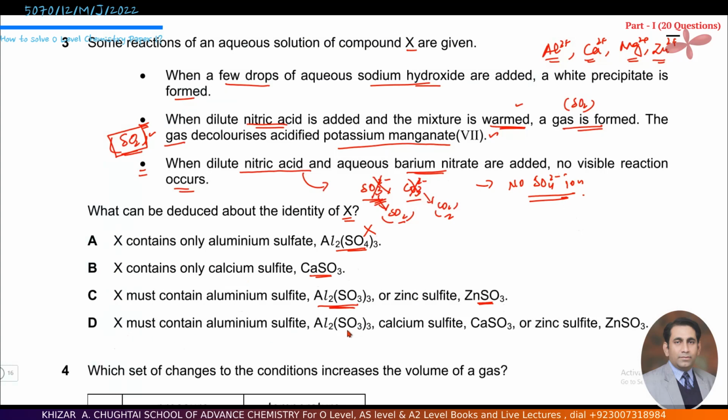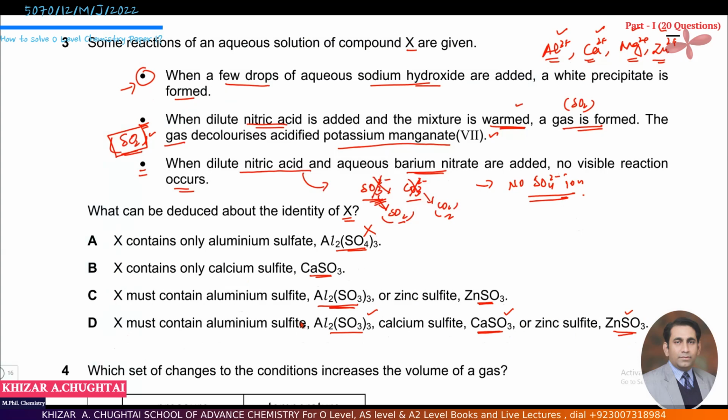X must contain aluminum sulfide. Yes, it's possible. Calcium sulfide, again possible. Or zinc sulfide, again possible. As I told you, calcium ion, aluminum ion, magnesium ion, and zinc ion can give the observation that is written at the top. So all these options are correct.